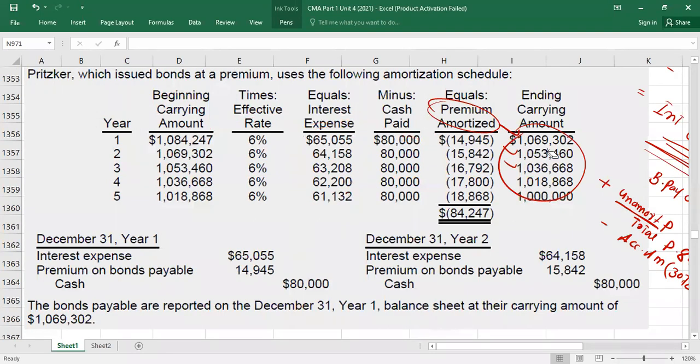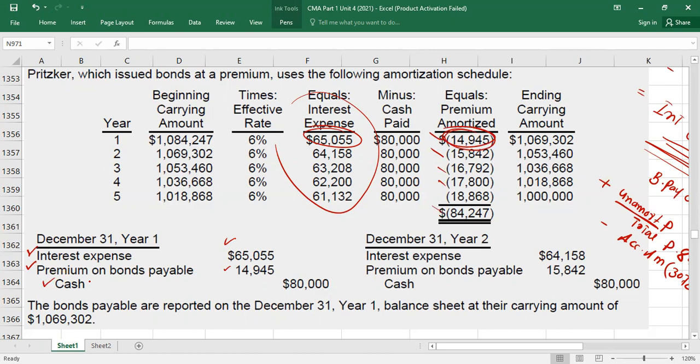Entry will be this, guys. Every year, this entry you will pass. You will debit interest expense from this column. For example, first year, interest expense is how much? 65,055. Understood? You will debit premium because premium initially was credit. The first entry premium was credit. Now you are reducing every year, so you have to debit. And premium will be debited always with the amortization amounts. For example, this amount for first year, this amount for second year, third year, fourth year, fifth year. We are dealing with first year, so this will be 14,495.